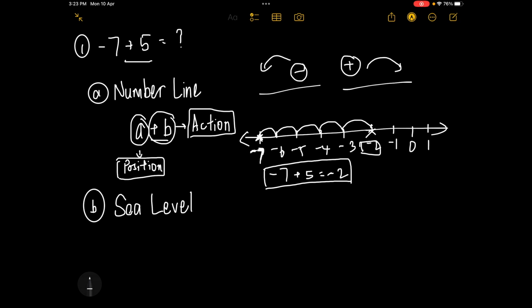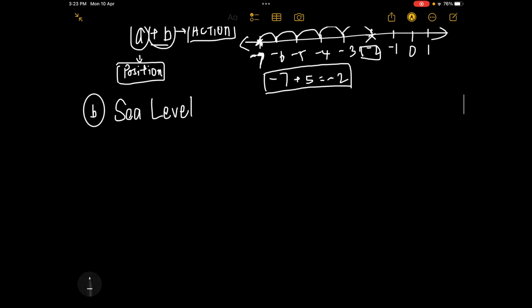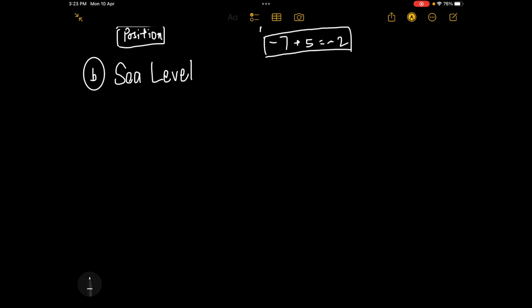That's about the number line. Now let's take the same question and do it with the sea level concept. So as usual, we have to draw the sea level, and then we have to draw the line.